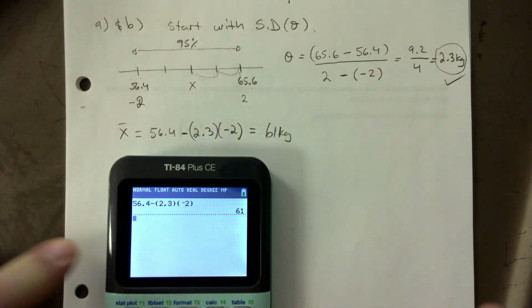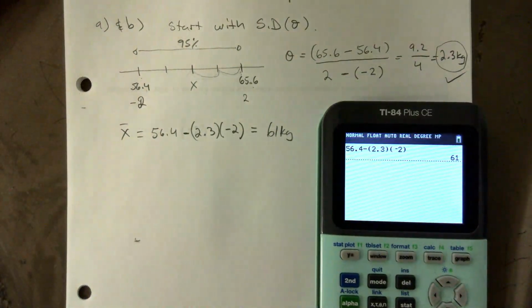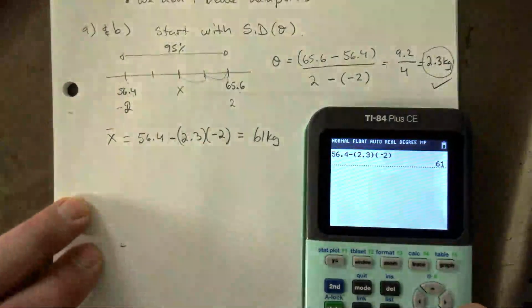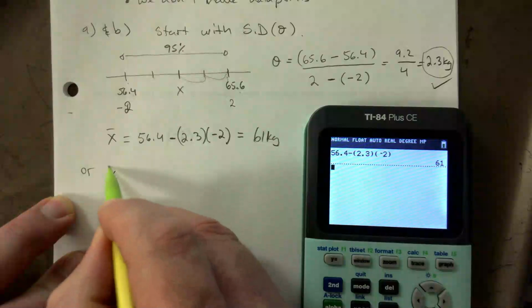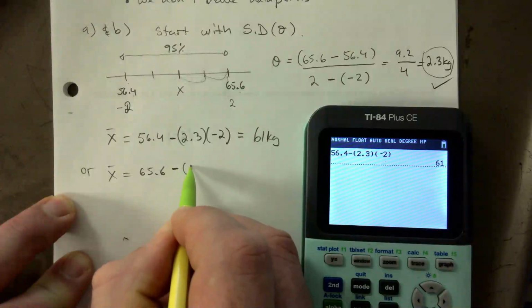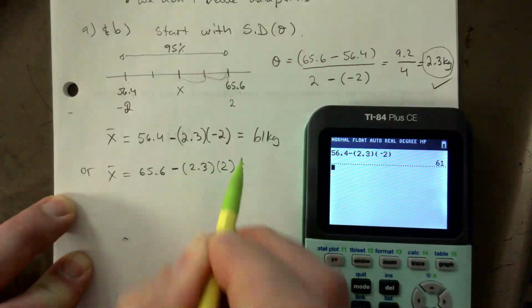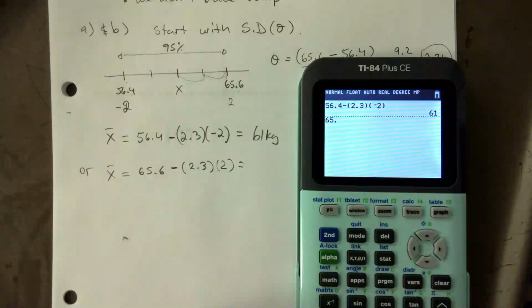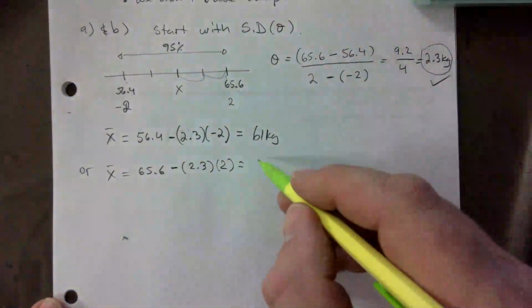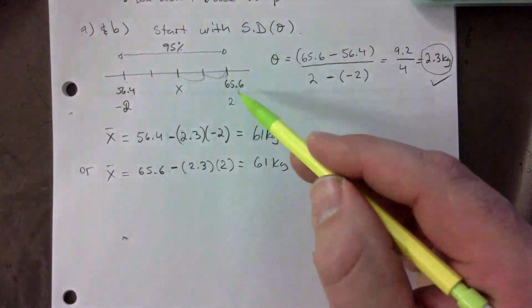Could it be that you find a different way of doing this? Yes. If you find another way of doing what I'm doing, go for it. Just show me your work. Or you could also have used the 65.6 minus the standard deviation, still 2.3, and the z-score there is 2. So you go 65.6 minus 2.3 times 2, and that's still 61. So whichever value you use, stick to the z-score that belongs to it, right?